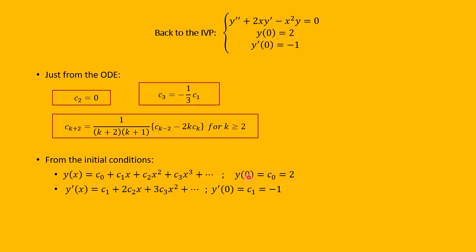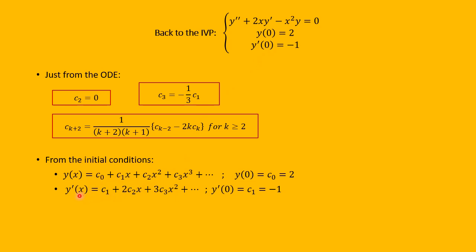So y of 0 is equal to c naught, and we also know that by our initial value problem, we're looking for a solution where y of 0 is 2. So y of 0 has to be 2, and that tells us that for this initial value problem, c naught has to be 2. Now, we have a condition on y prime also.